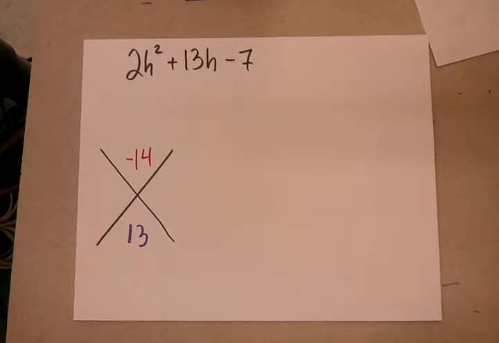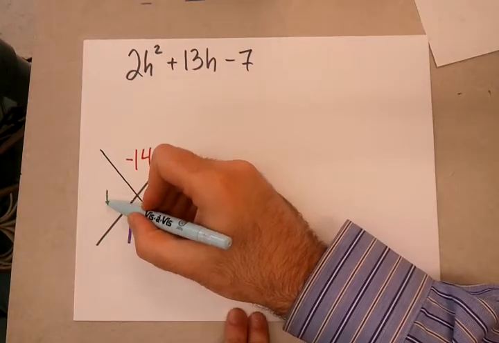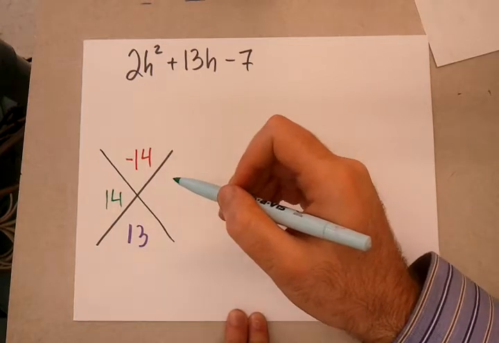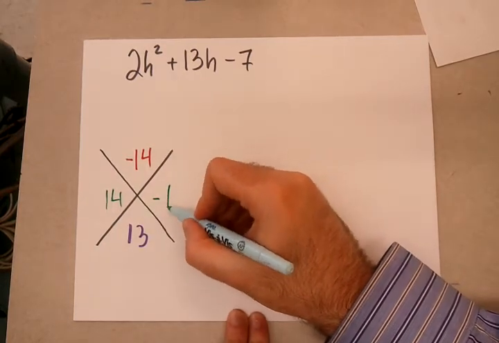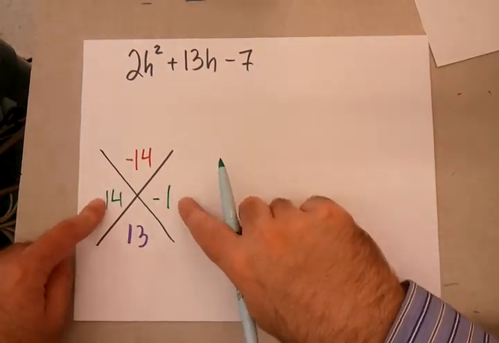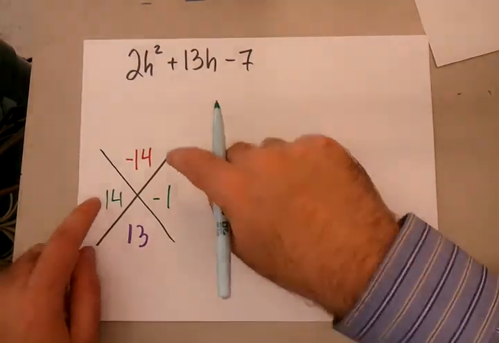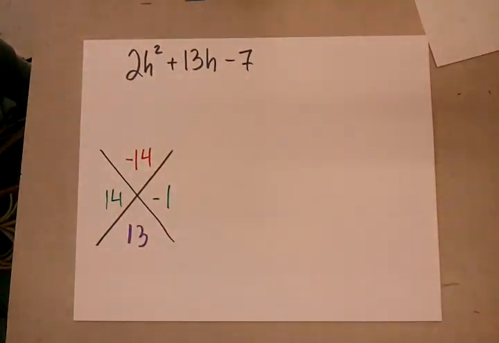There's no way you can get a 13 out of a 2 and a 7, which leaves us with the 14 and 1. And since the 13 is positive, we are going to have 14 here and a -1 here. So 14 and a -1, if combined, they give you 13. If multiplied, they give you -14. So now we have our diamond set up. Great, terrific. What do we do next?